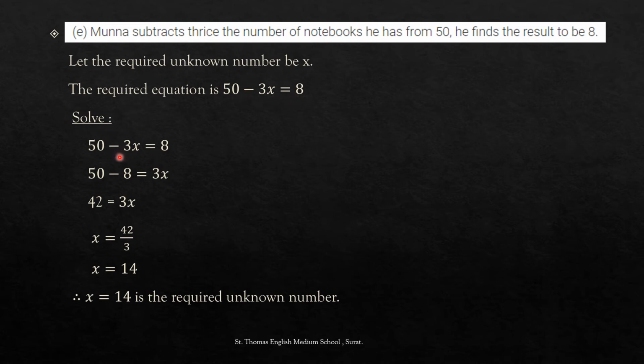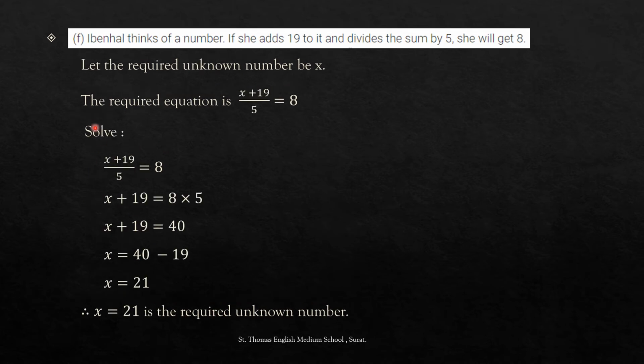Now you have to solve. Write the equation once again. Now this is plus 8. If it comes here, it becomes minus 8. So 50 minus 8 is equal to 3x. Now 50 minus 8, that is 42, is equal to 3x. What is the value of x? x is equal to, write the RHS first, 42. This is multiplication. If it comes here, it becomes division. So 42 divided by 3. Now we can count 3 ones are 3 and here 14 threes are 42. So what is the value of x? x is equal to 14. Clear? Now x is equal to 14 is the required unknown number. Question number F.